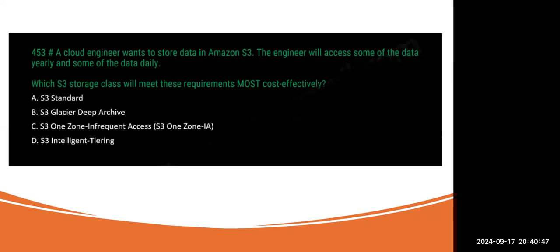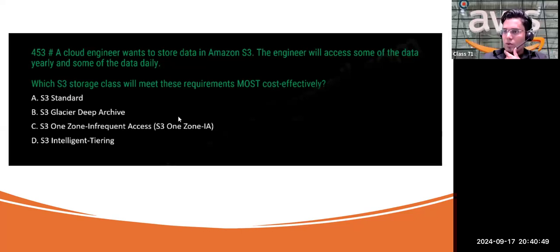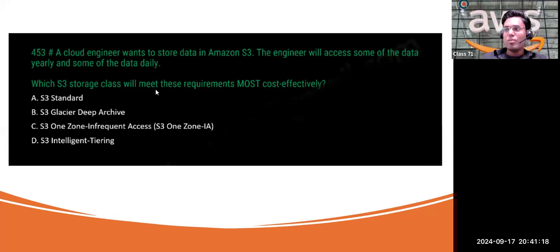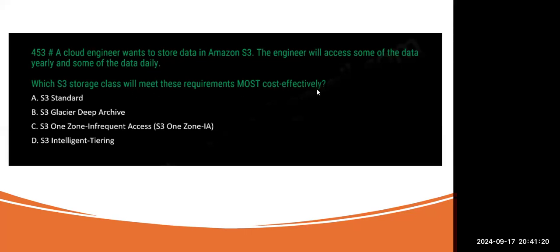C. Okay, so One Zone Infrequent Access, but it says store data in Amazon S3. The engineer will access some of the data yearly and some of the data daily. But this is daily, and daily comes in Standard, because Standard means you have to use it on a regular basis. A is okay, but A is not okay. Why? Because it's not cost effective. Right, that's what I was going to say.